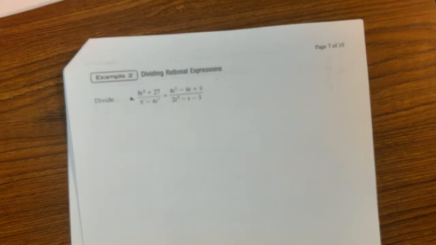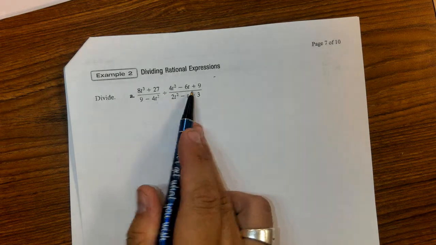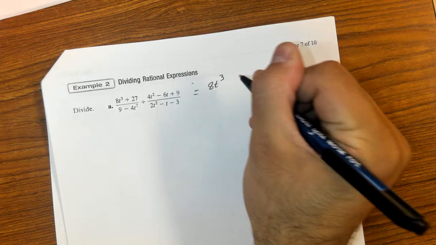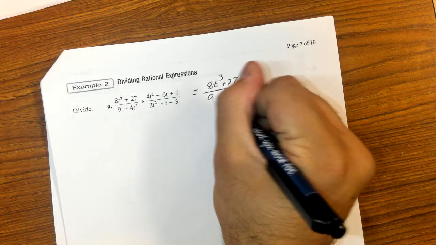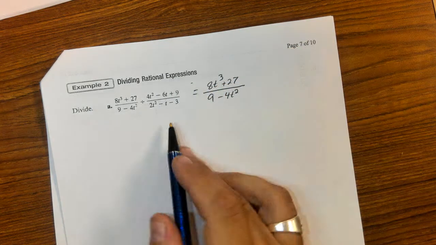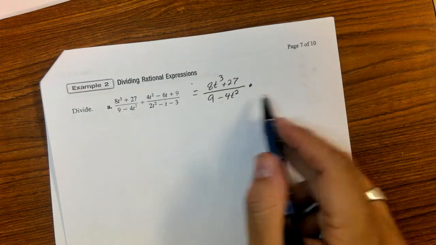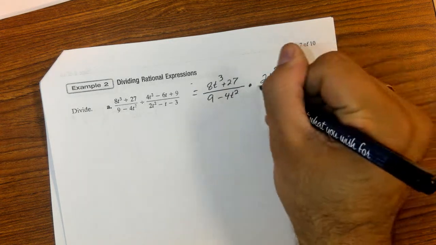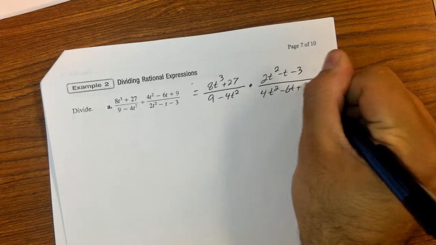So for example 2a, we're going to first rewrite this so that it's multiplying by the reciprocal. So in order to do that, I'm just going to write the first one again, 8t cubed plus 27 divided by 9 minus 4t squared. But now instead of divide, I'm going to write times, and I'm going to multiply by the reciprocal. So 2t squared minus t minus 3, divided by 4t squared minus 6t plus 9.